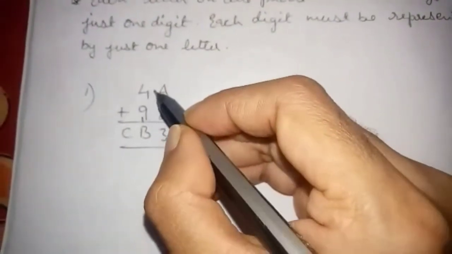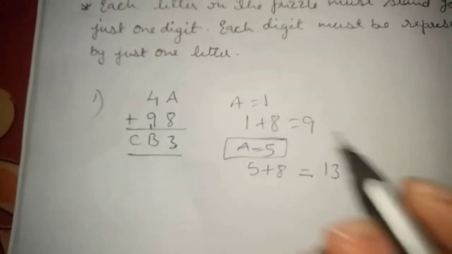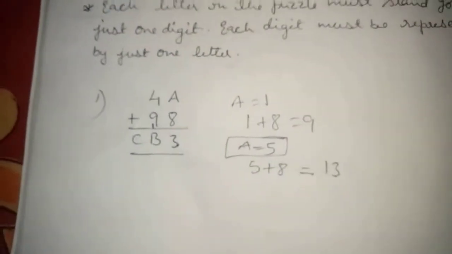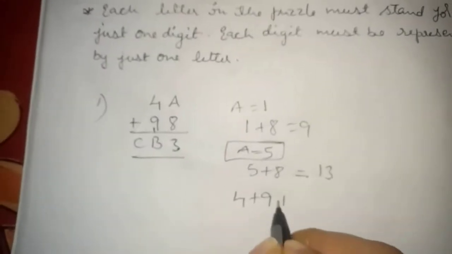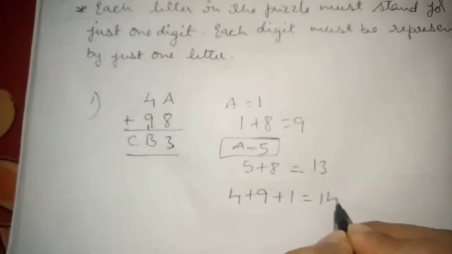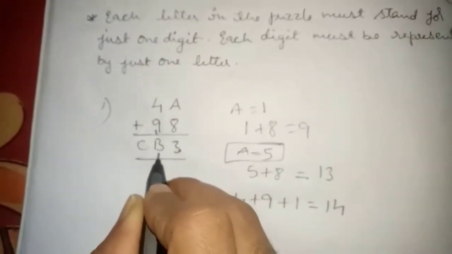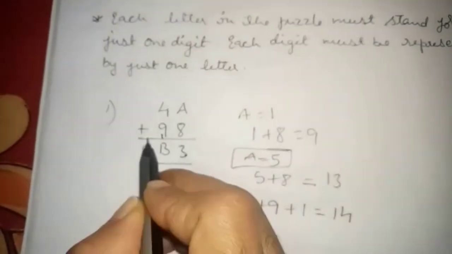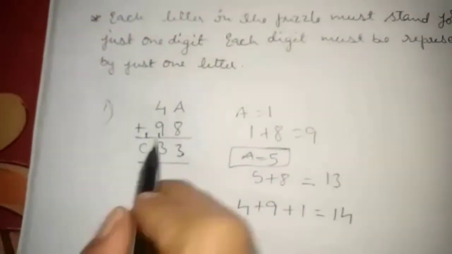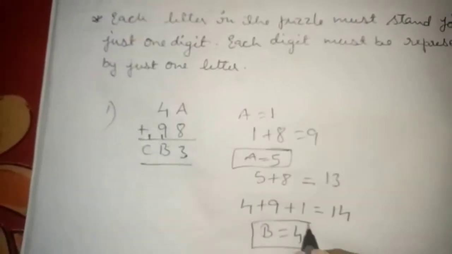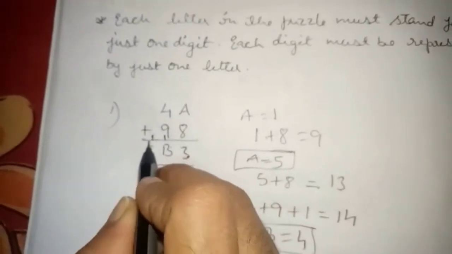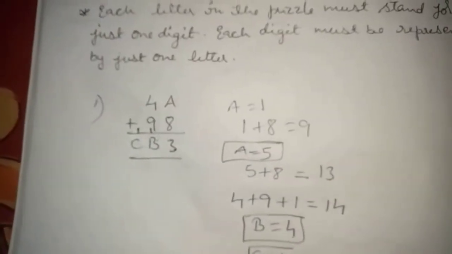Then 9 plus 4 is how much? 13. 13 plus 1 is 14. So what you will do? We'll write 4 plus 9 plus 1, 14. So that time 4 will be here, right? And this 1 will be carried here. So what it becomes? We got B equals to 4, and we also got C. C is what? 1. C is equal to 1. So like this you have to find the values of A, B and C.